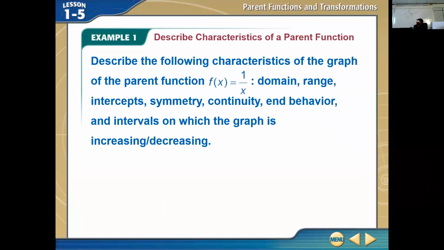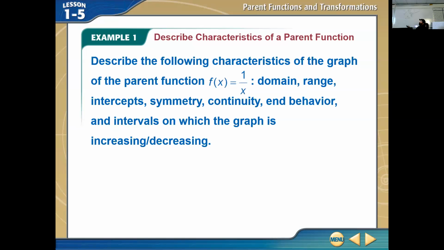Okay, one of the main things we're going to do is describe characteristics of the parent functions. I believe that's like your first 4 or 5 problems. It says, describe the following characteristics of the graph of the parent function f of x is equal to 1 divided by x. And when they're talking about characteristics, they're always talking about the domain, the range, the intercepts, symmetry, continuity and behavior, and intervals on which the graph is increasing or decreasing. So basically really summarizing everything that we've covered so far.